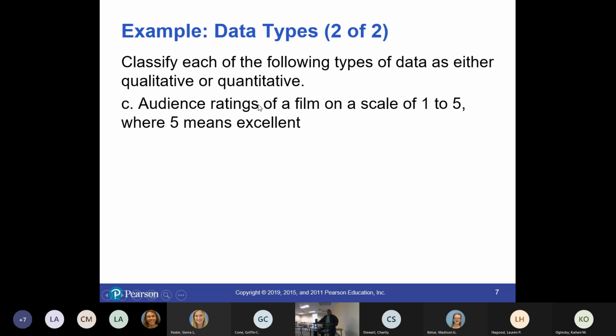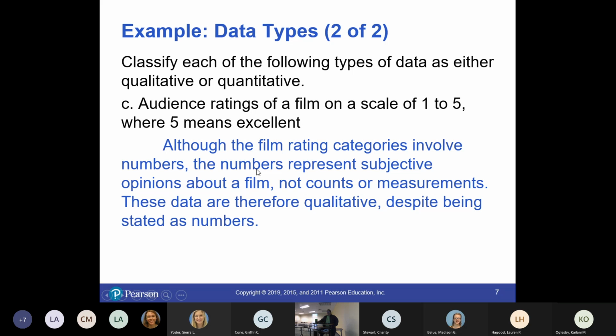Classify each of the following data. Okay, they're about to wear this out. Audience ratings of films on a scale from 1 to 5. That would be quantitative. Okay. I guess it would be qualitative.